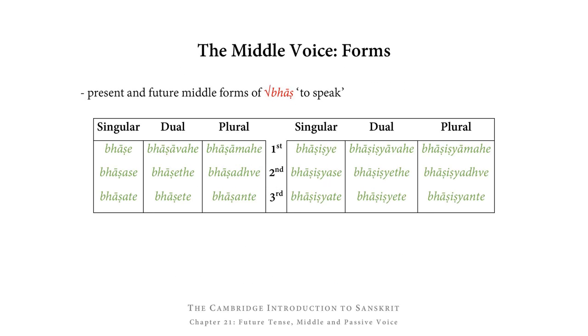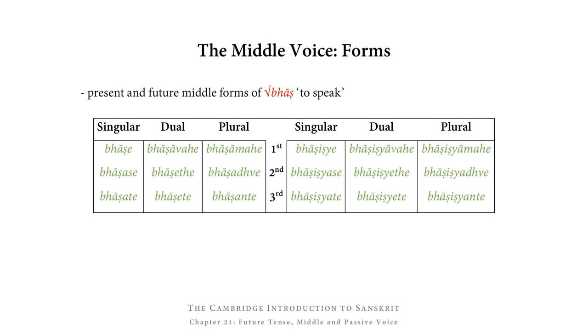To see a couple of proper full middle forms, let's look at the present and future paradigms of bhash, to speak. Bhash is a verb whose forms appear in the middle. And so in the present, we have bhashe, bhashase, bhashate, bhashavahe, bhashete, bhashete, bhashamahe, bhashadhve, and bhashante.